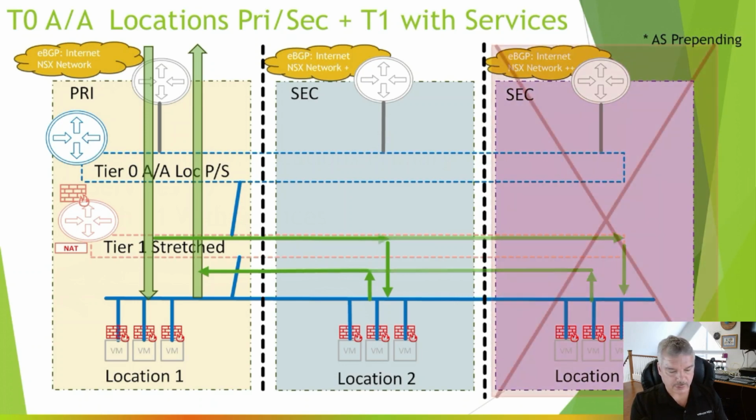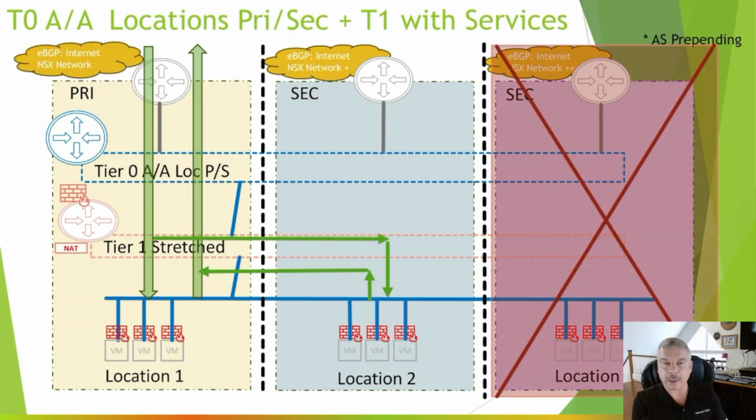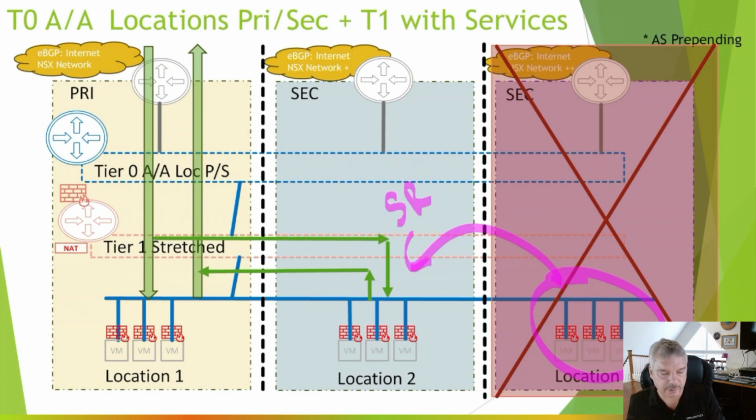Now, obviously, we kill location 3. It doesn't impact locations 1 and 2. Everybody's still happy, okay? Except for location 3. Again, you can recover the workloads using Site Recovery Manager. I'll do a video on that some other day.